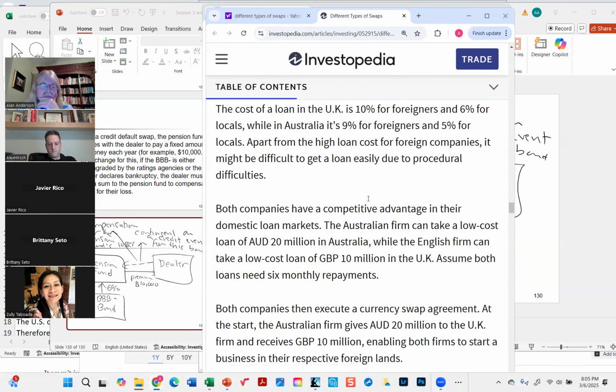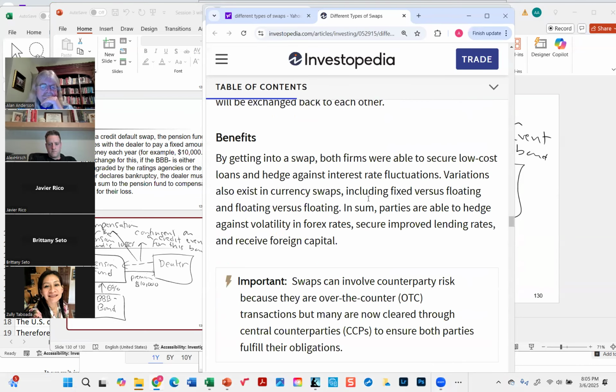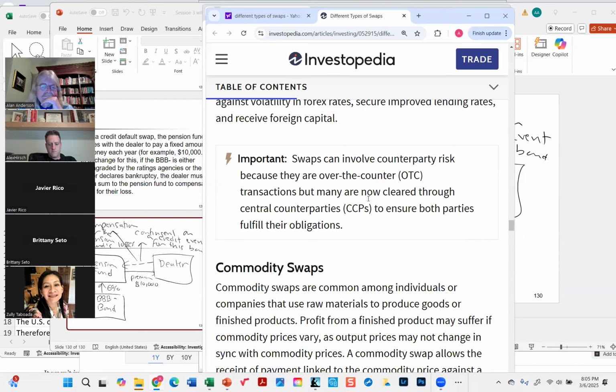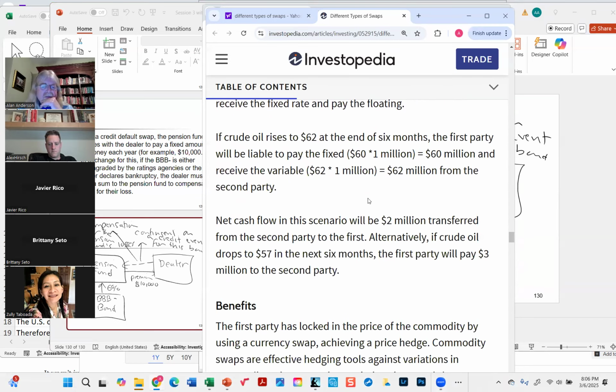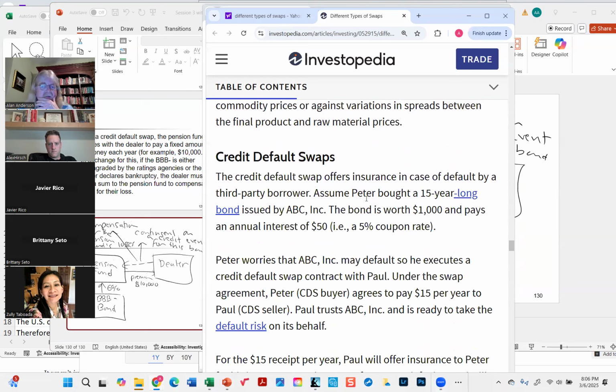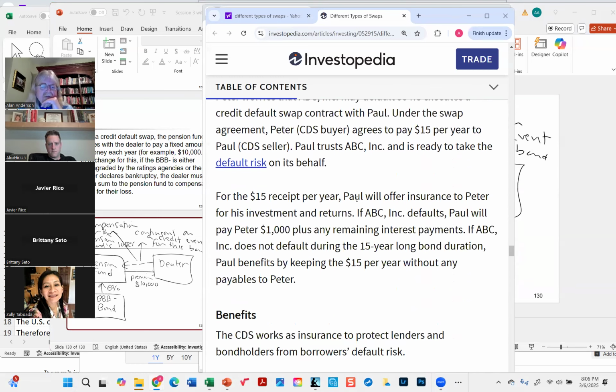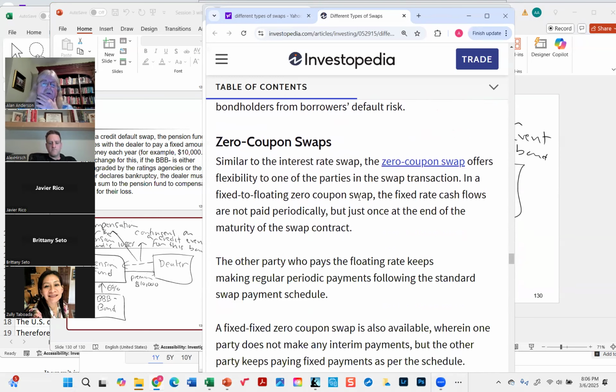Currency swaps. Commodity swaps, we already know how that works. Credit default swaps, which you just discussed. Zero coupon swaps. Oh, all right. So the only real difference here is that with a fixed to floating rate zero coupon swap, the fixed rate cash flows, instead of being paid periodically, are paid at the end of the contract.